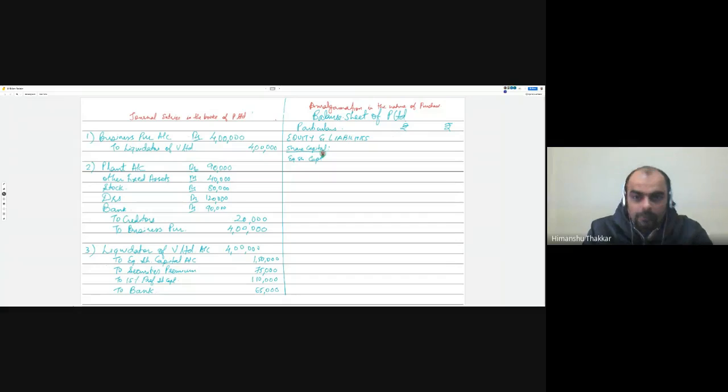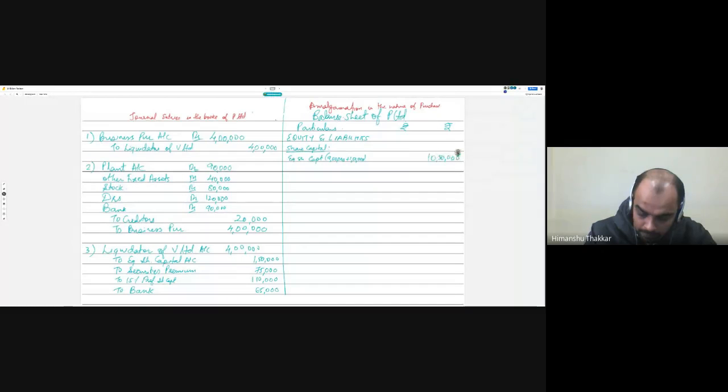You tell me the amounts: total of the two capitals. Take the existing capital of P, plus new shares issued by P to the shareholders of V. So that will be 9 lakhs plus 1 lakh 50,000. You can write in the inner column. In fact, you can even write in the outer column. There is no harm in it. So 10 lakh 50,000.